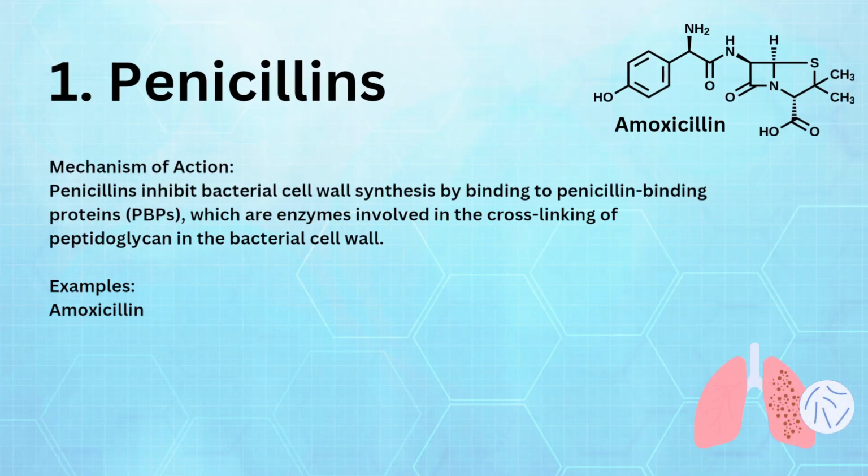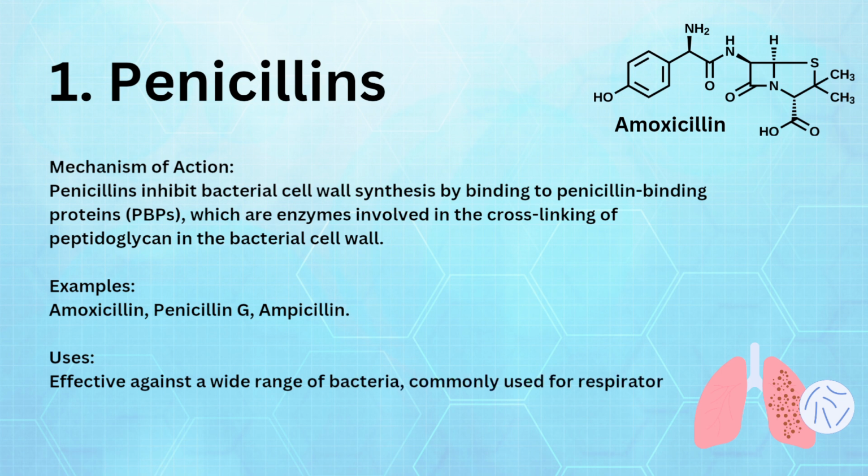Penicillins work by inhibiting bacterial cell wall synthesis. They bind to penicillin-binding proteins, preventing the bacteria from forming a protective cell wall. Examples include amoxicillin, penicillin G, ampicillin, oxacillin, and piperacillin.